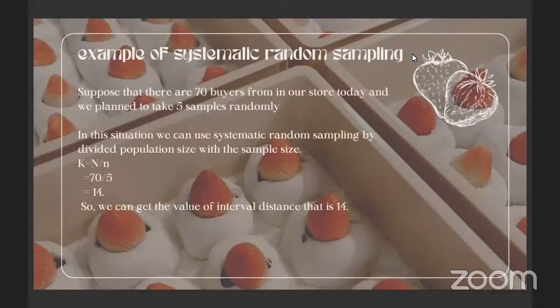For example, suppose that there are 70 buyers at our store today, and we plan to take 5 samples randomly. In this situation, we can use systematic random sampling because our population is large. And we have the formula where Q, the interval range, is equal to the population size divided by the sample size. We get 70 divided by 5, and our interval distance value is 14.